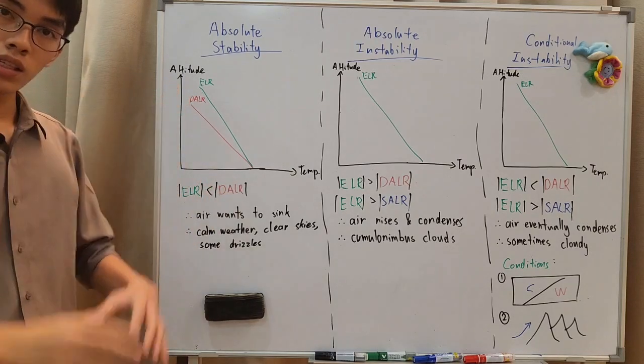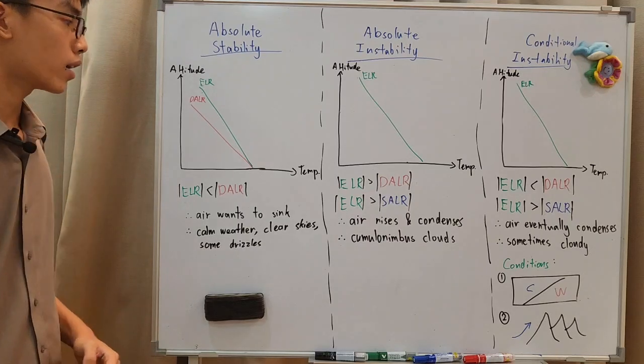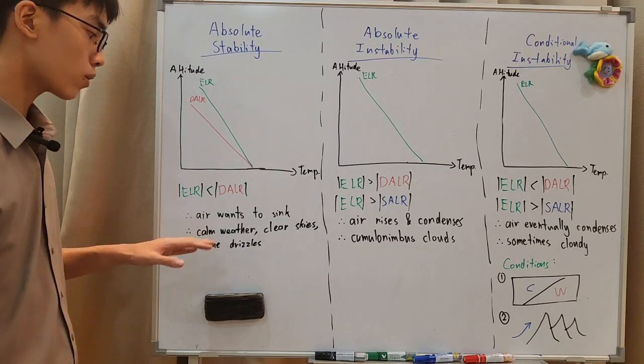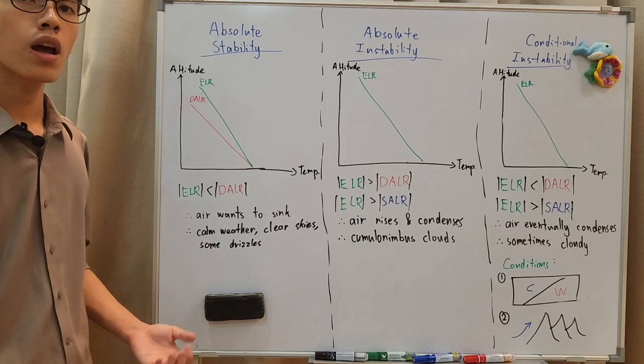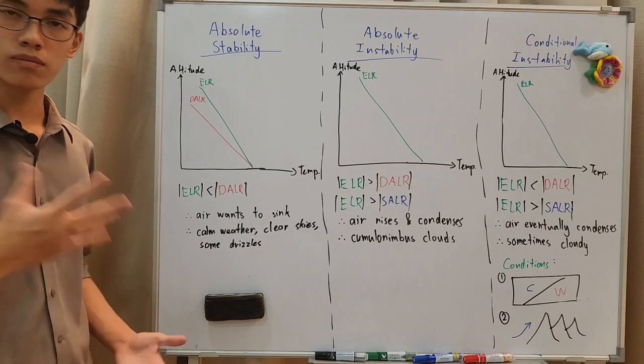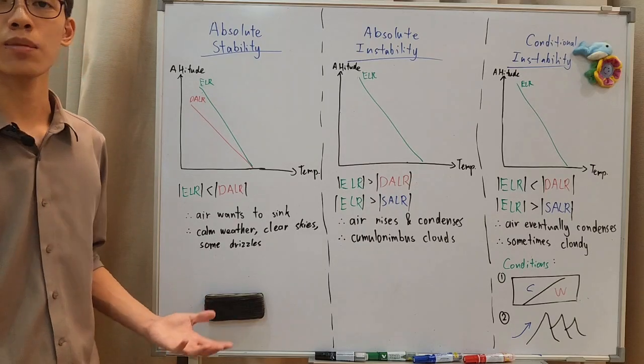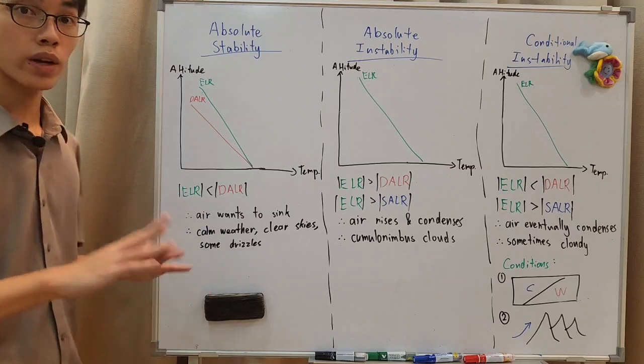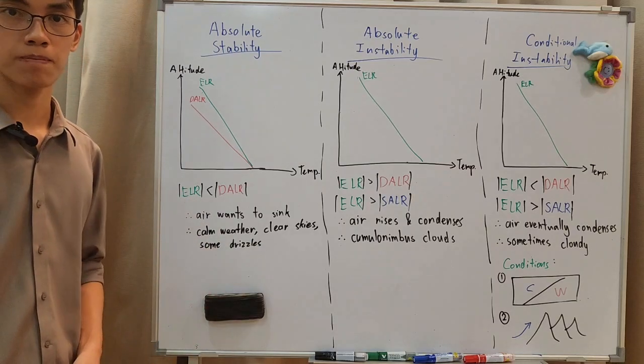So when the air sinks, it actually increases in temperature and it doesn't condense. And therefore, you have clear skies, you have calm weather, and you get the occasional drizzles. But generally, it's 99.99% clear skies because you barely get any condensation.